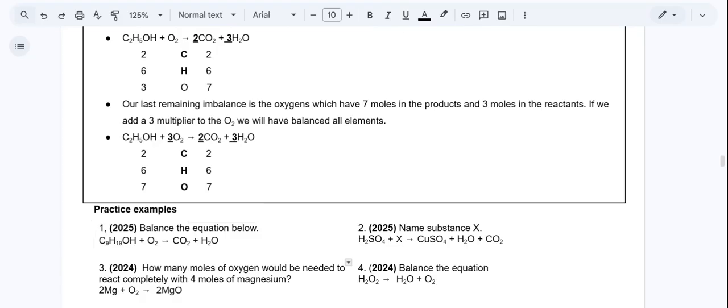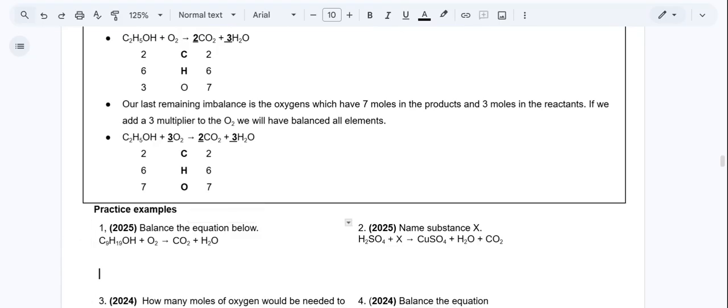If we look at some of these practice examples, so in this case here, we put our atoms down the middle. So in terms of the carbons, the hydrogens, and the oxygens, let's see what we've got.